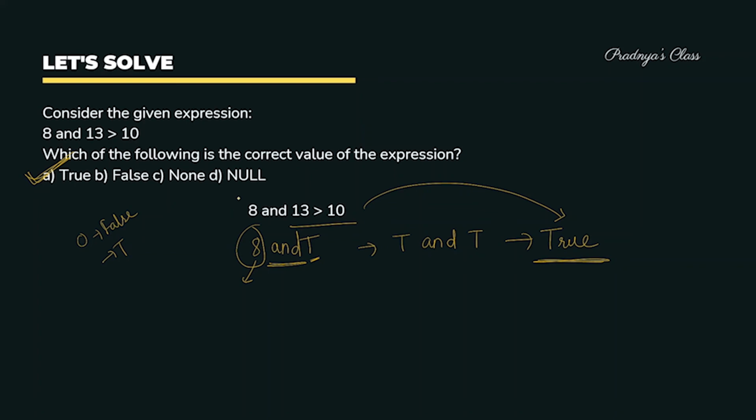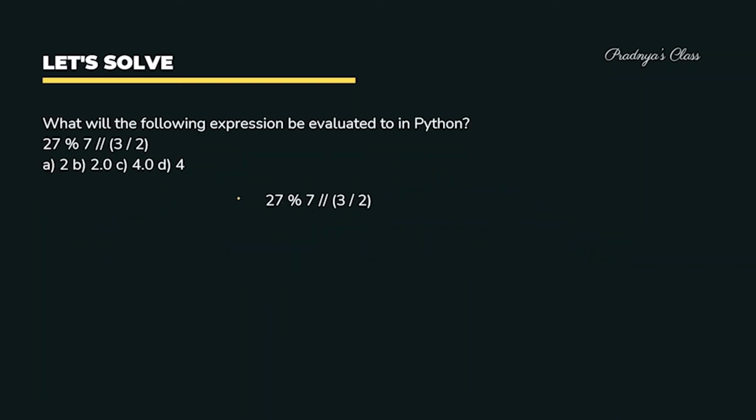Let's see whether we have some more equations or not. Yeah, there is one more equation. So let's find out the answer of this. Brackets will get evaluated first. So 3 divided by 2 will get 1.5. So our resultant expression will be like this. Now we have two operators which are of the same precedence. It will get evaluated from left to right.